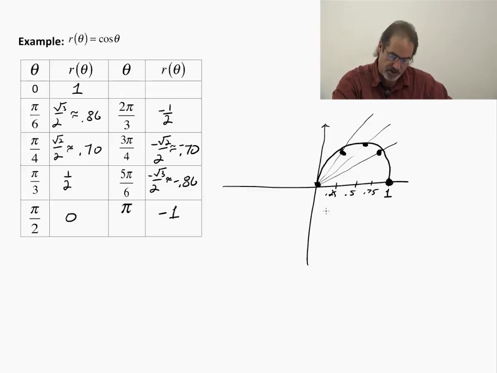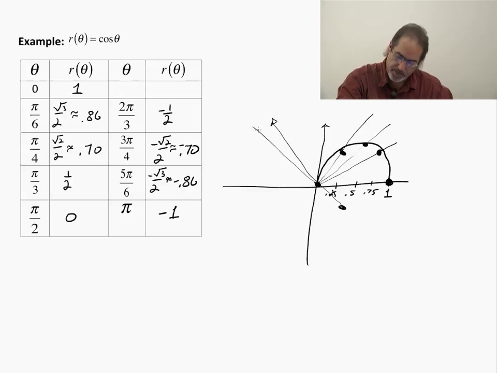So I'm coming around like this. And then let's see, where am I now? At 2 pi over 3, I'm at negative 1/2. So at 2 pi over 3, my angle is like this, but my radius is negative 1/2, so it's 1/2 in the other direction. So it's going to be like over here. At 3 pi over 4, roughly out like this, I'm at negative 0.7. So I'm going to be roughly here, the opposite direction.